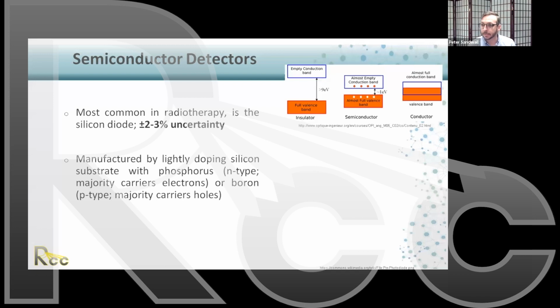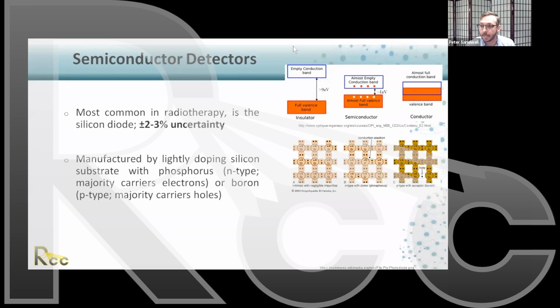How they're manufactured is by lightly doping silicon with phosphorus, which is N-type, where the majority carriers are electrons, or boron, which is P-type, where the majority carriers are holes. Here's a picture of that. It's a lattice of silicon with impurities. In this middle one, you've got the phosphorus with an extra electron that's free floating in the conduction band, or you've got it doped with boron with one fewer electron, so it's got a hole in the valence band. So you've got different ways to transfer those electrons.